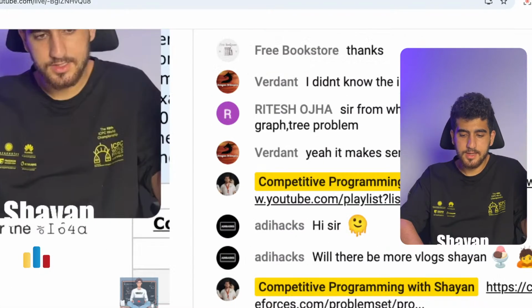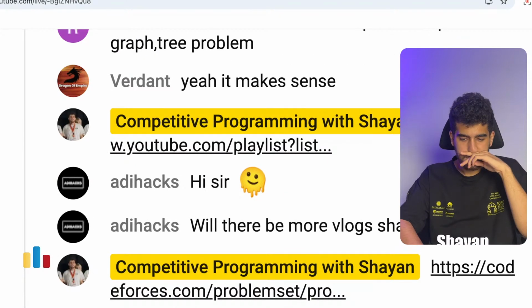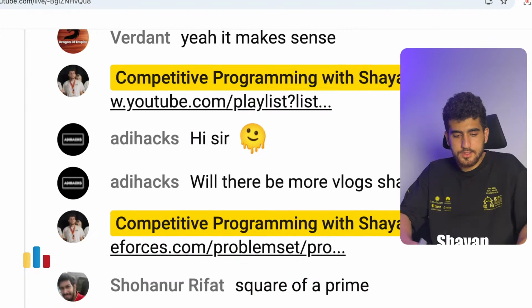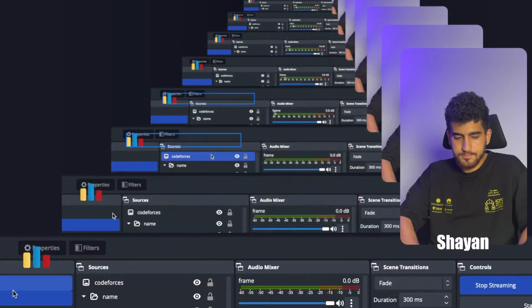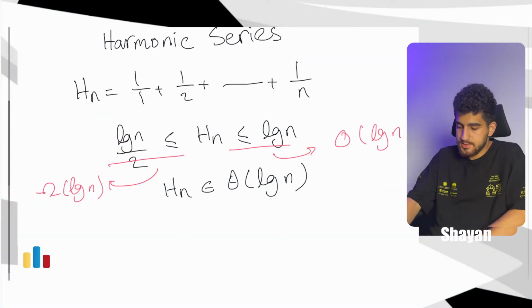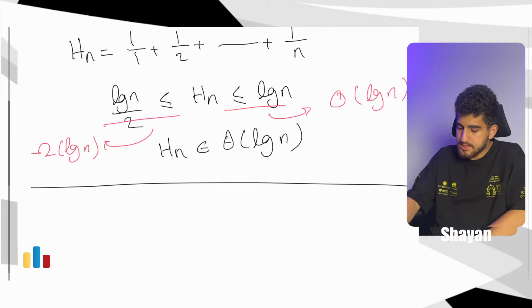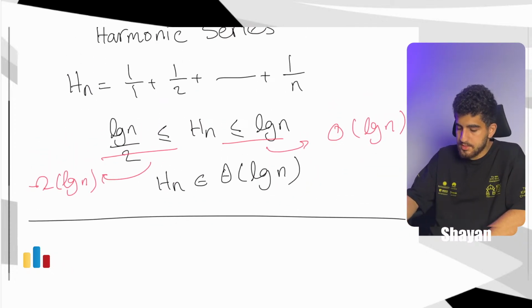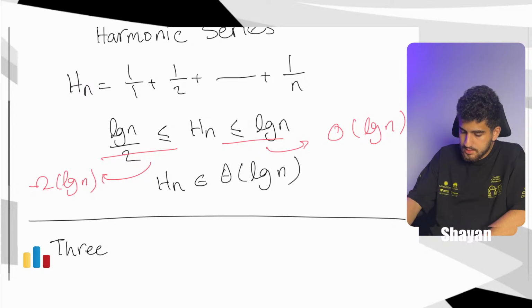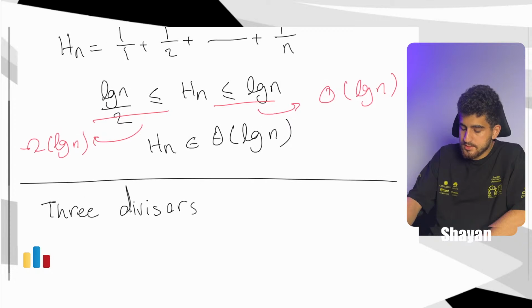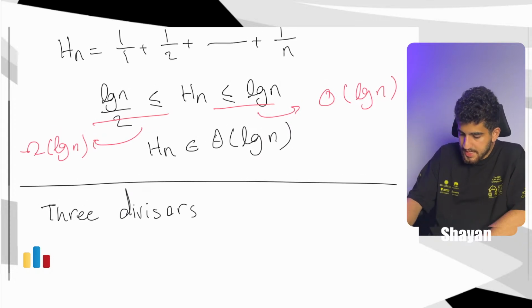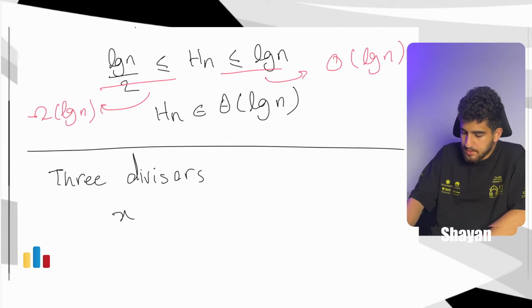What do you think it can be? How can a number have three divisors? Exactly, it must be a square of a prime. So if a number is going to have three divisors, it means that definitely this x must be divisible by 1.